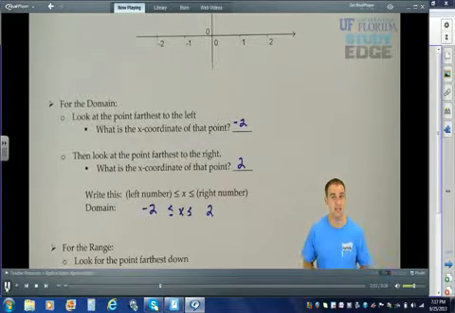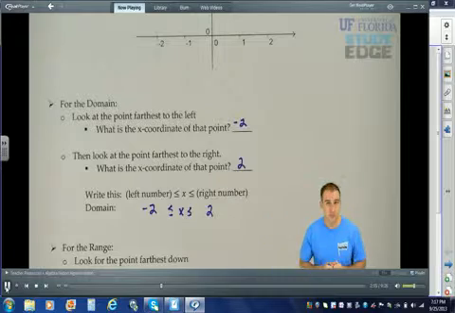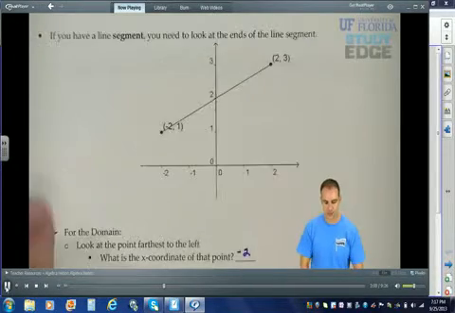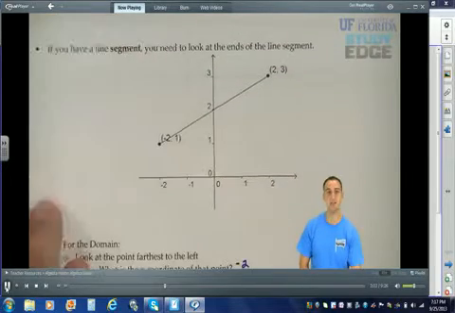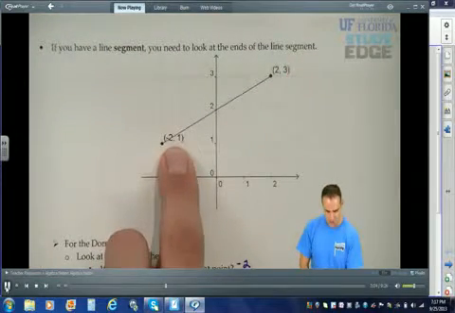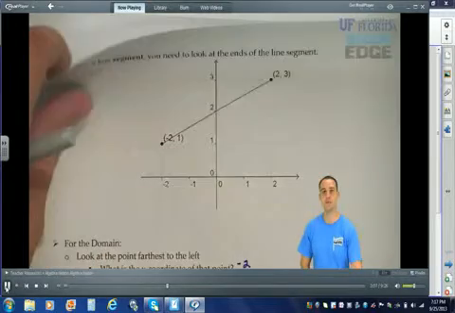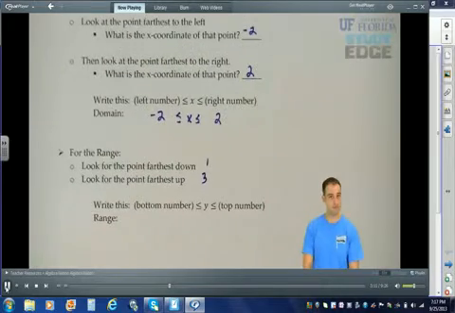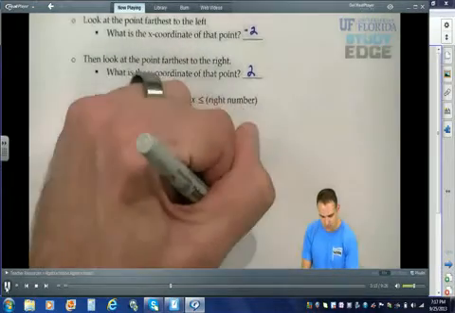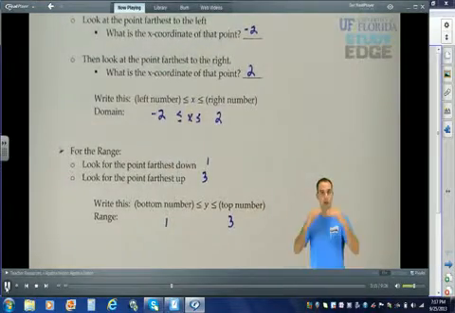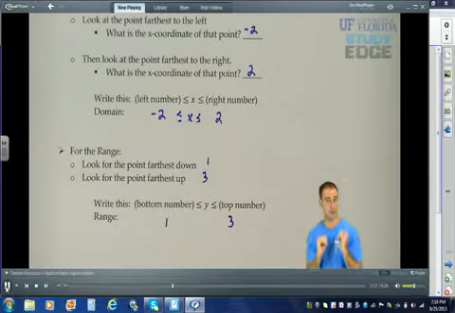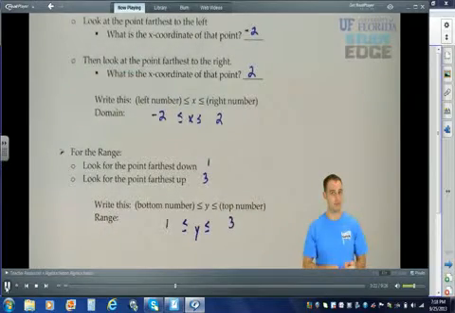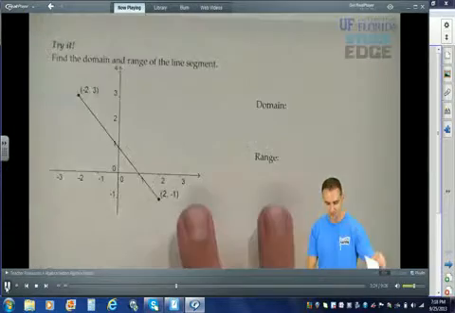So for domain, you look left and right. For range, you look down and then up. Look for the point furthest down. The y coordinate furthest down is going to end up being 1, and the one furthest up is going to be 3. You want to write this again, 1 and 3, bottom number, top number, the smallest, the largest, the lowest, the highest. And y would be in between these two numbers. So there you go for a line segment.